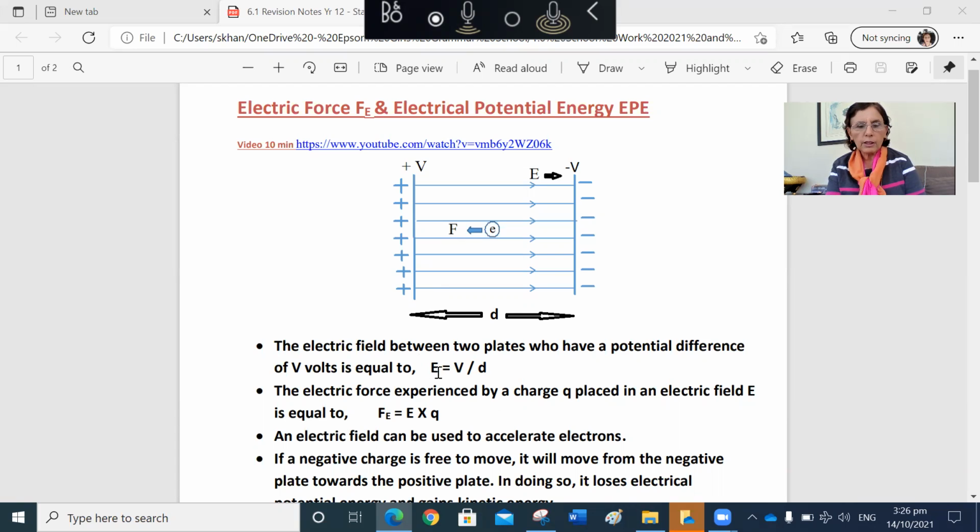Now, the unit for electric field: voltage is in volts, and distance is in meters, so it is volts per meter. The direction is always from the positive towards the negative plate.